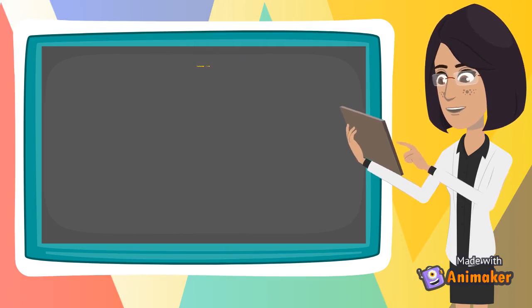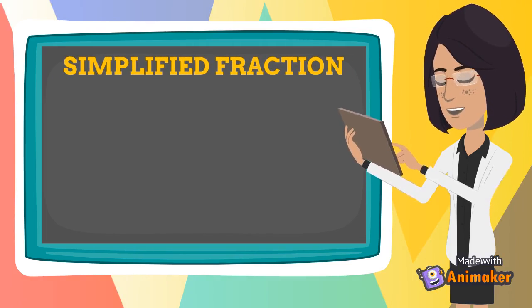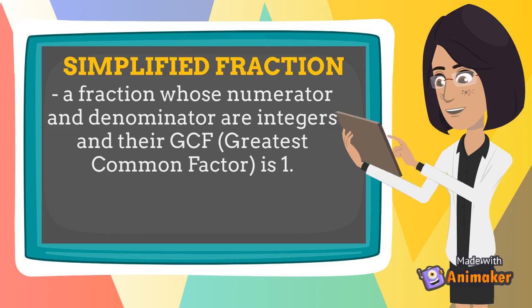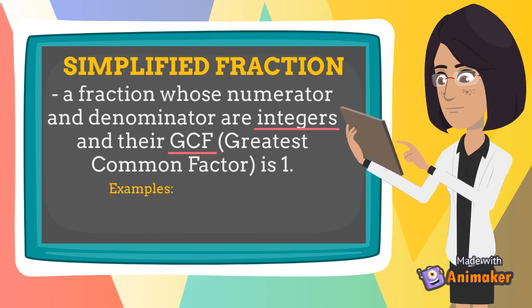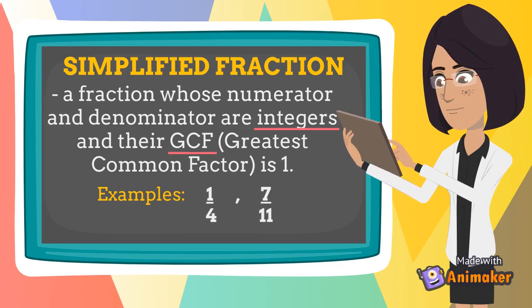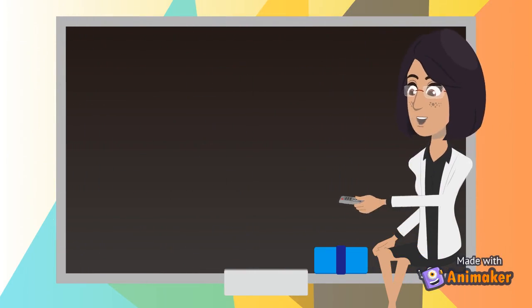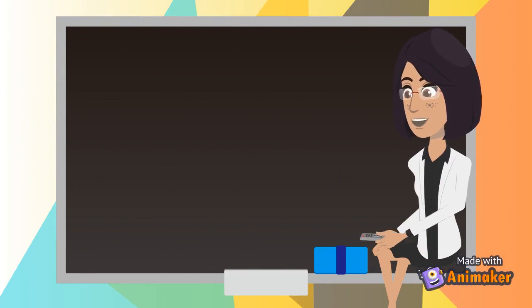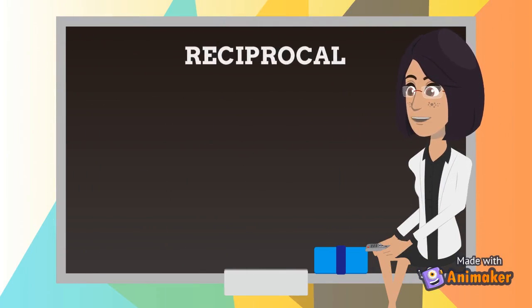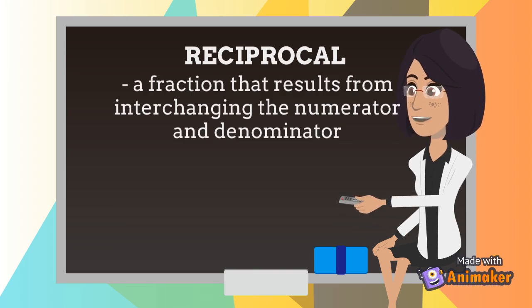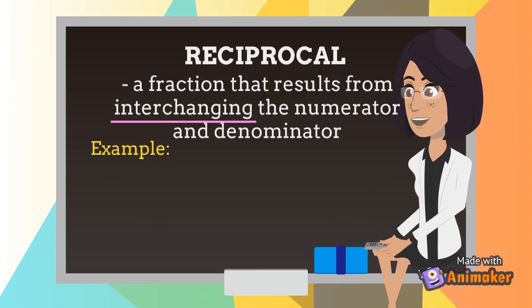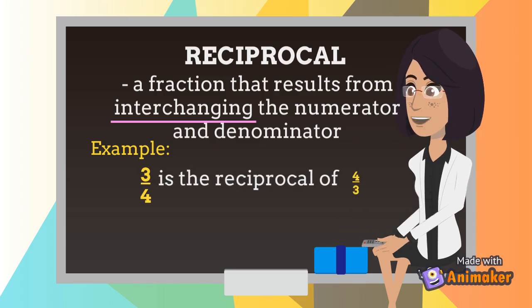The next is simplified fraction. A simplified fraction is a fraction whose numerator and denominator are integers and their greatest common factor is 1. Examples are 1/4 and 7/11. Let's proceed to the next one. We have the reciprocal. A reciprocal is a fraction that results from interchanging the numerator and denominator. Example, 3/4 is the reciprocal of 4/3.